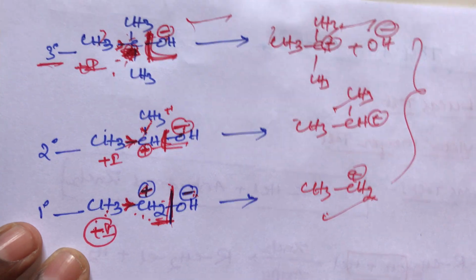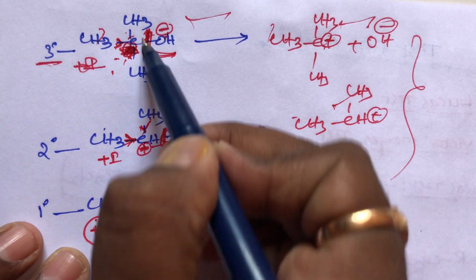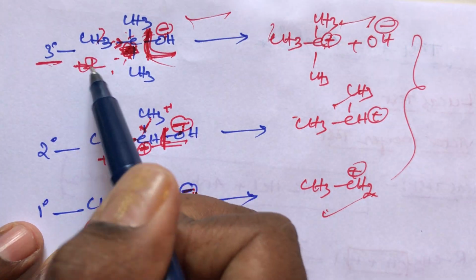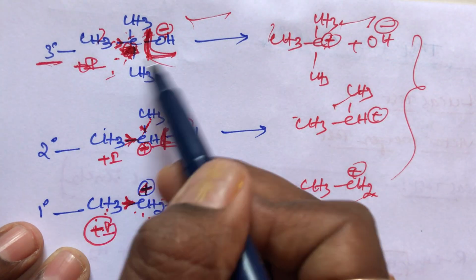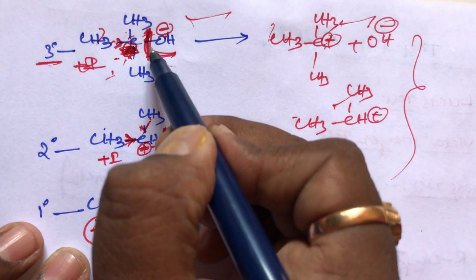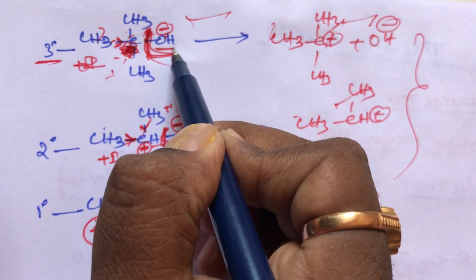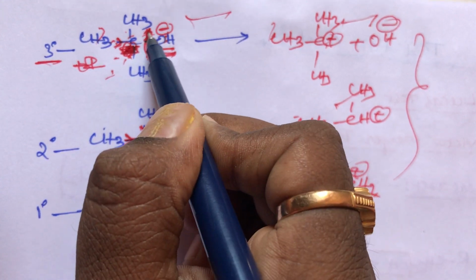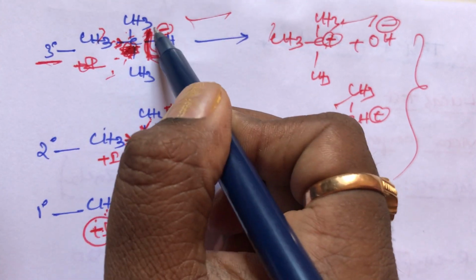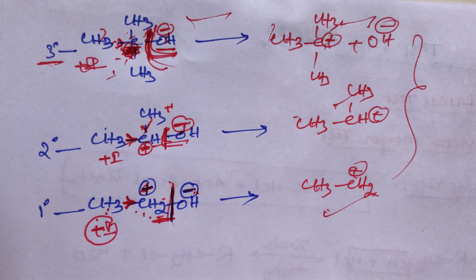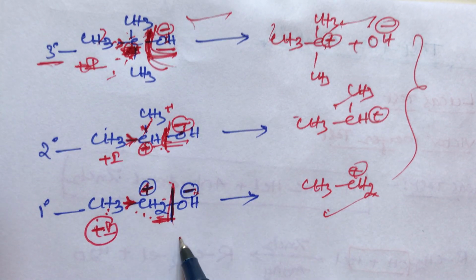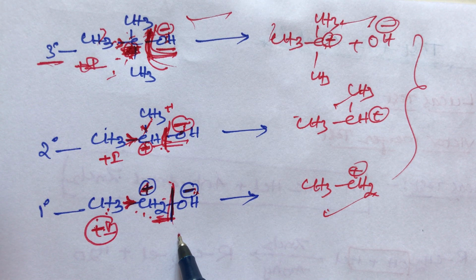Out of these three, which one is easily bond breaking, students? Tertiary alcohol is easily bond breaking. Why? Because of the plus I groups. This plus I group is always an electron releasing group, so the OH group gets a negative charge and carbon gets a positive charge, and in between plus and minus a weak attraction is there, so bond breaking is easy in tertiary alcohols compared to secondary alcohol. Secondary alcohol is easily bond breaking than primary alcohol. This is the simple trick, students.